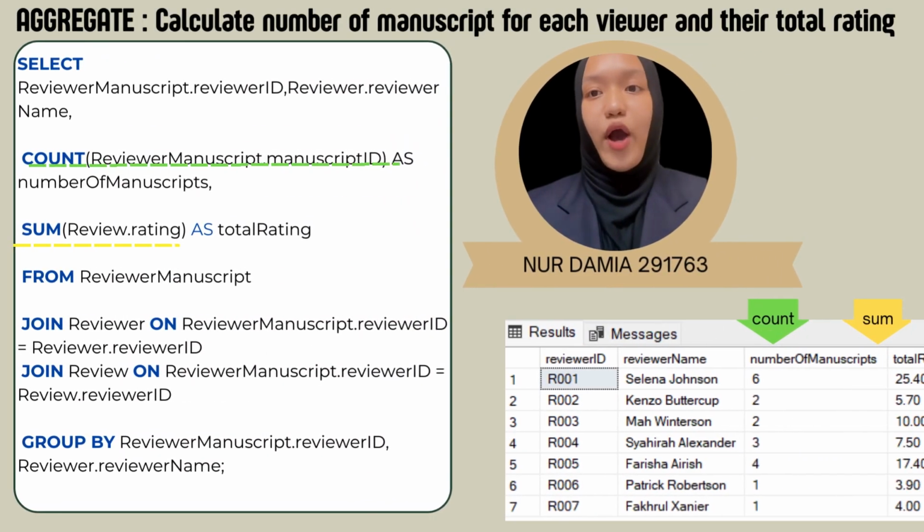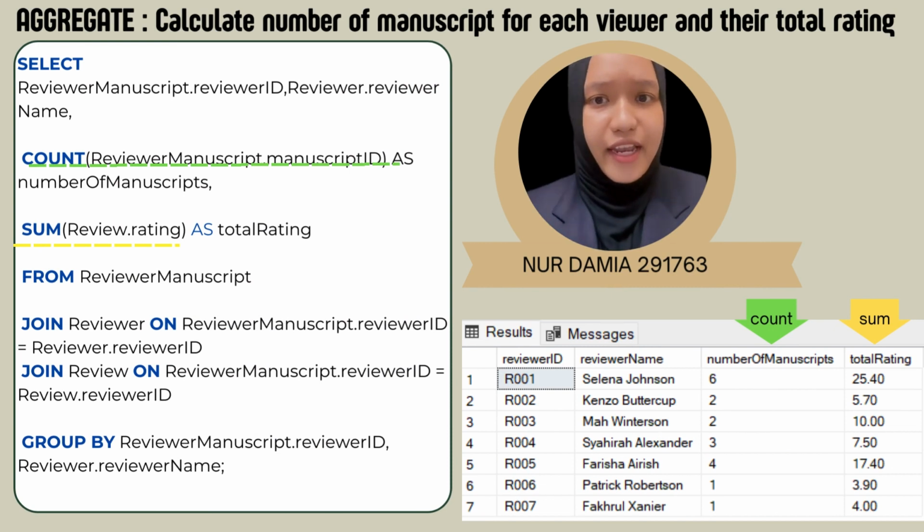Damia again. Now, I will explain why we need aggregates in this report. An aggregate function is necessary because we want to summarize data and perform calculations on groups of rows. For example, at the green line, you can see COUNT(reviewer manuscript.manuscript ID). This function is used to count the number of manuscripts each reviewer has reviewed. Without aggregation, the system will show a count for each individual row, but when using COUNT with GROUP BY, we can obtain the count per reviewer.